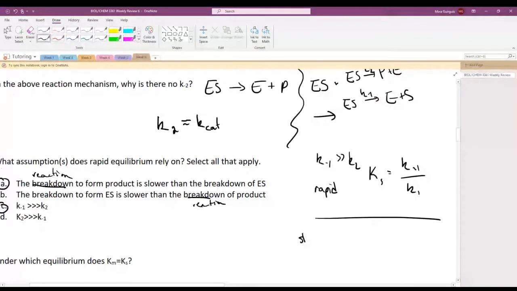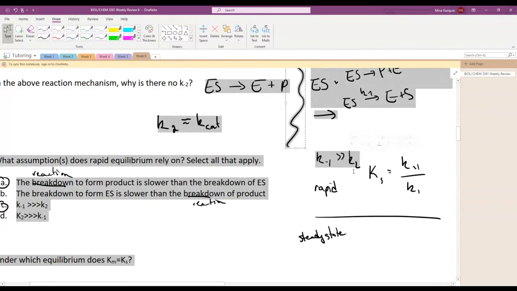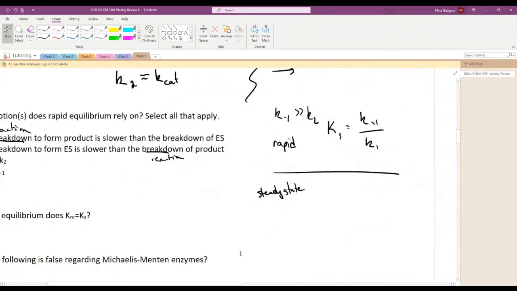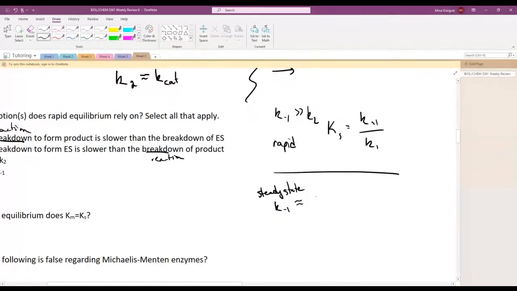Steady state, on the other hand, I'd like to talk about that one from scratch again. Steady state does not have this assumption. This does not hold valid. So with steady state, K-1 and K2 are close to each other. And I say roughly equal, I'm referring to orders of magnitude. So whereas K-1 in rapid could be like 10 to the third or 10 to the fourth bigger than K2, in this case, they're about the same order of magnitude, maybe one more or less than each other.